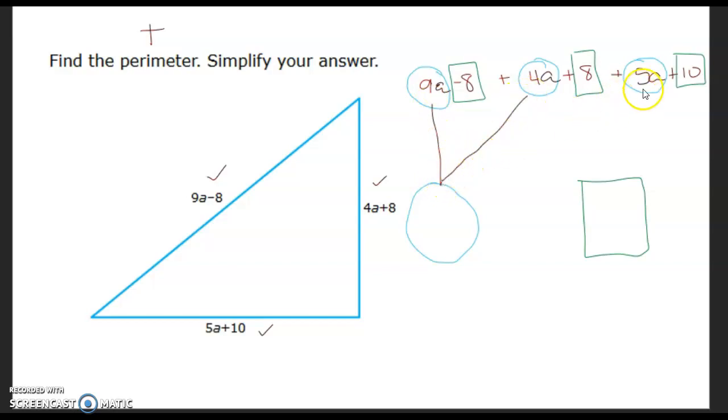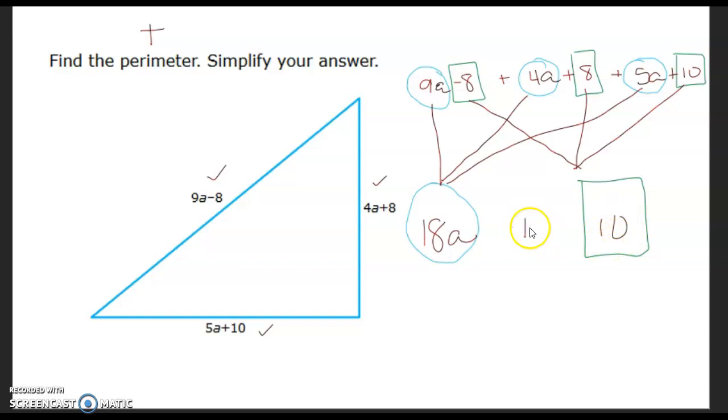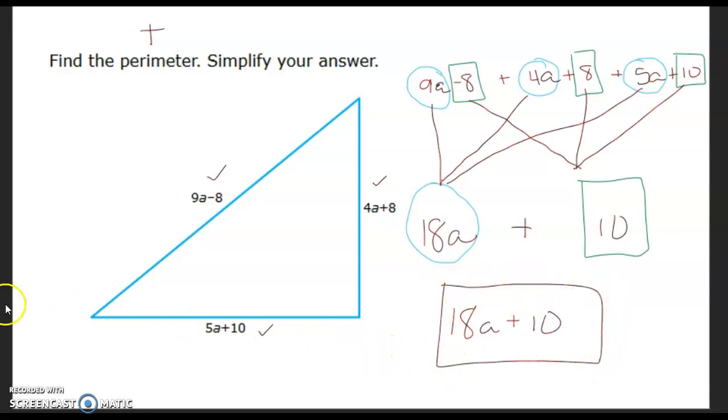We have 9a plus 4a plus 5a, which is 18a. Again, the variable doesn't change because we're just adding. You just need to add up the front numbers. Then we have all of our boxes. We'll add those together. We have -8 plus 8, which is 0. And then 0 plus 10 is 10. So 18a plus 10 is the perimeter. It can't get any more simple than that.